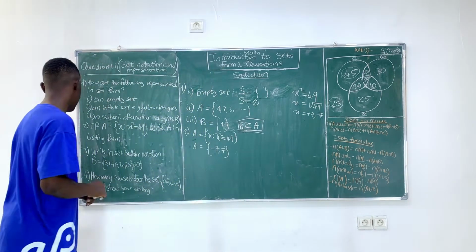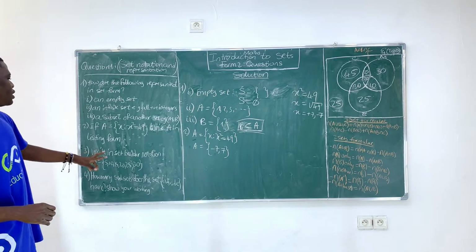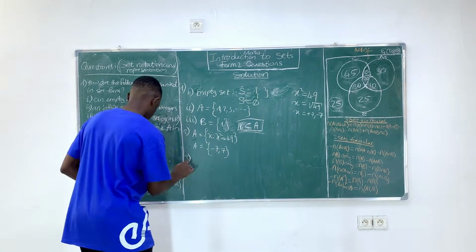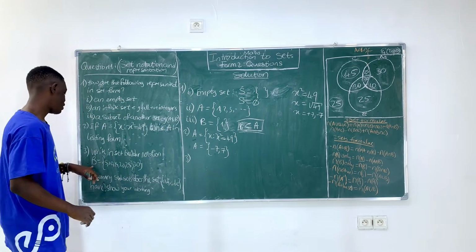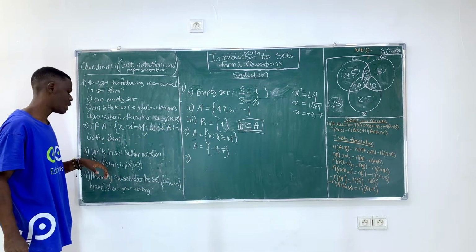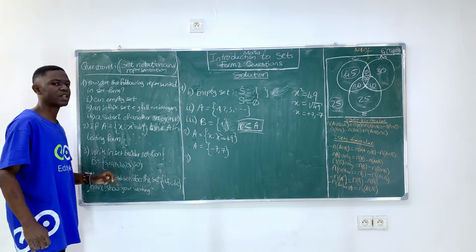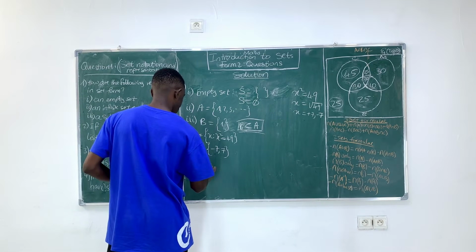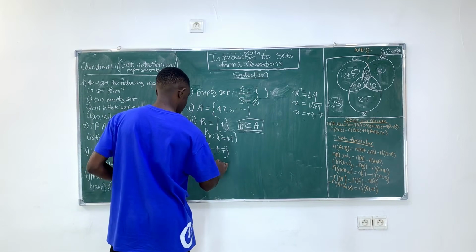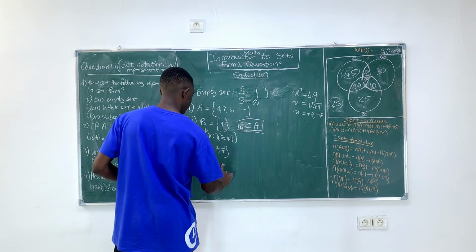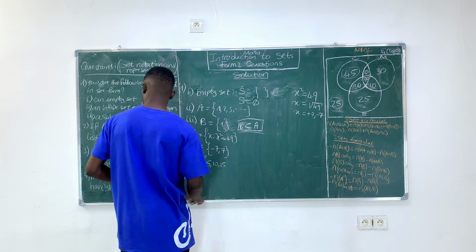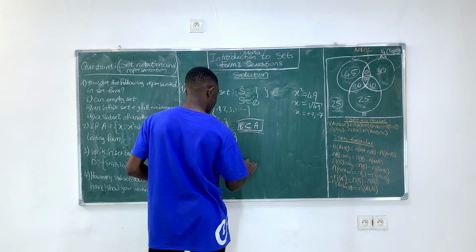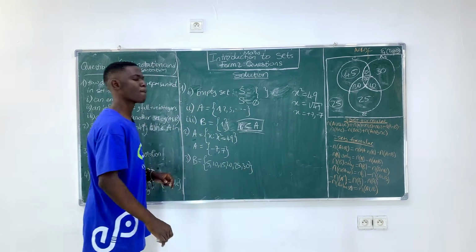So the next part says 3. Write in set builder form. So we have to write with this form, set builder form. This is a set B, where the elements of B are 5, 10, 15, 20, 25, 30. So B is equal to 5, 10, 15, 20, 25, 30.